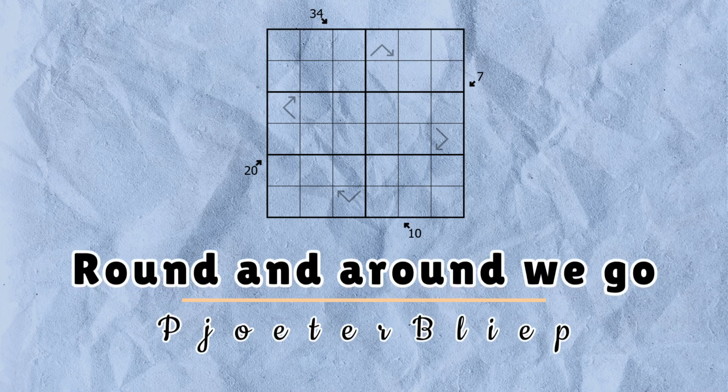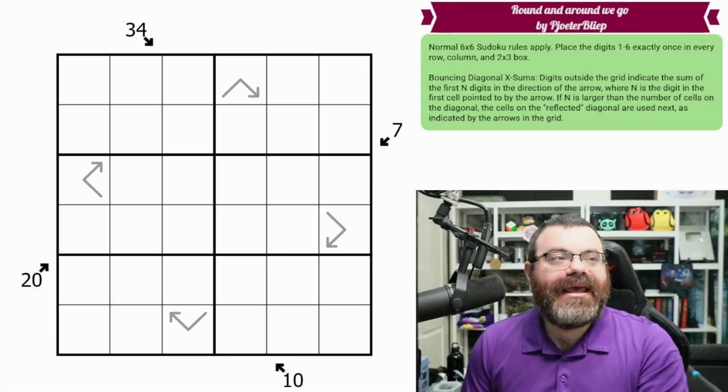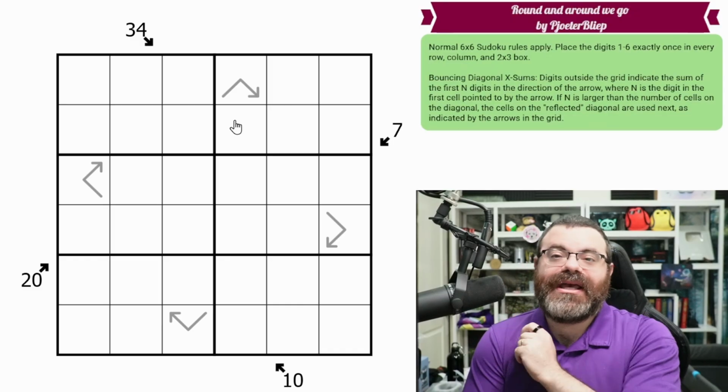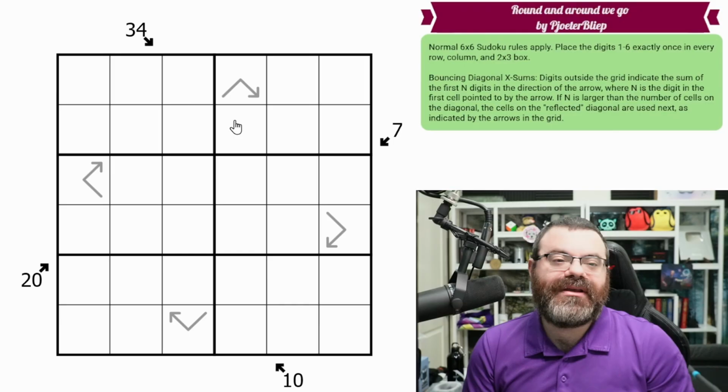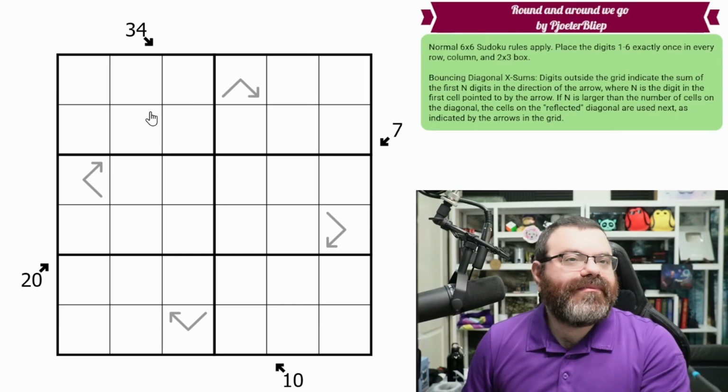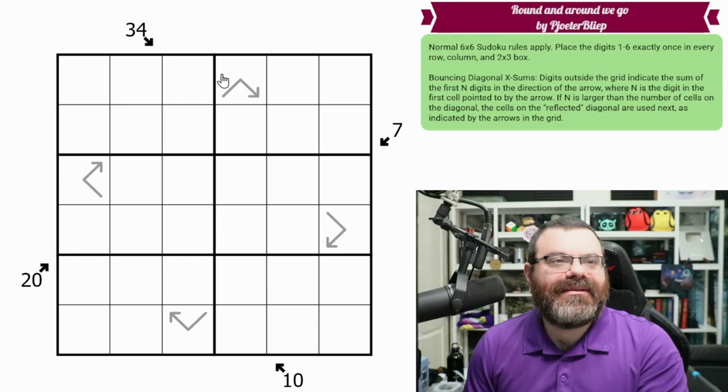Hello, let's continue our Sudoku adventure with Round and Around We Go by PjoeterBliep. This was created for Exum Theme Week, and as you know, we had more than enough puzzles for that week, so the rest are being sprinkled throughout the month. Let's go over the rules to this one, because it is bouncing diagonal exums, which I've never seen before.